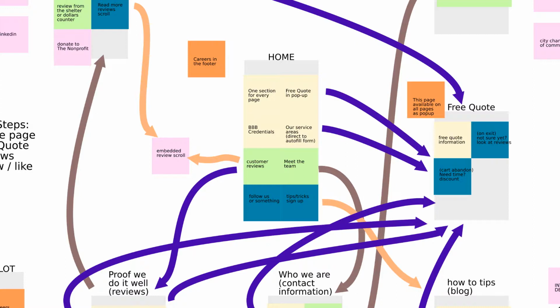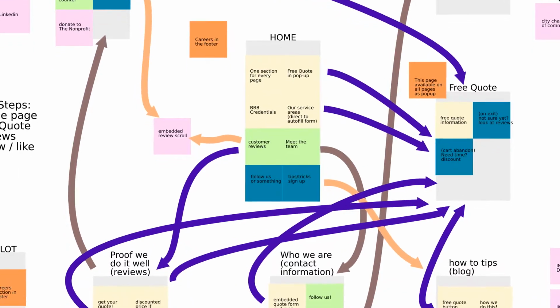So that's pretty simple, pretty easy. It does direct toward a free quote, it directs towards your proof, and it also directs toward your location, what we are, but it's just on that page. So you're going to have quite a few arrows coming from here, even if it doesn't look like much.